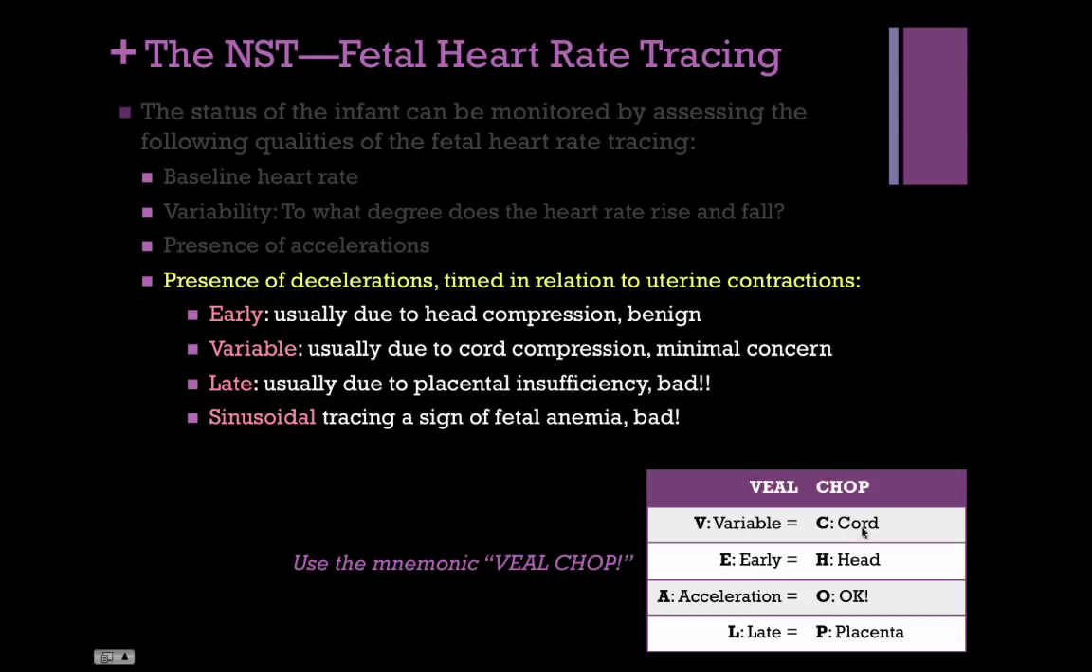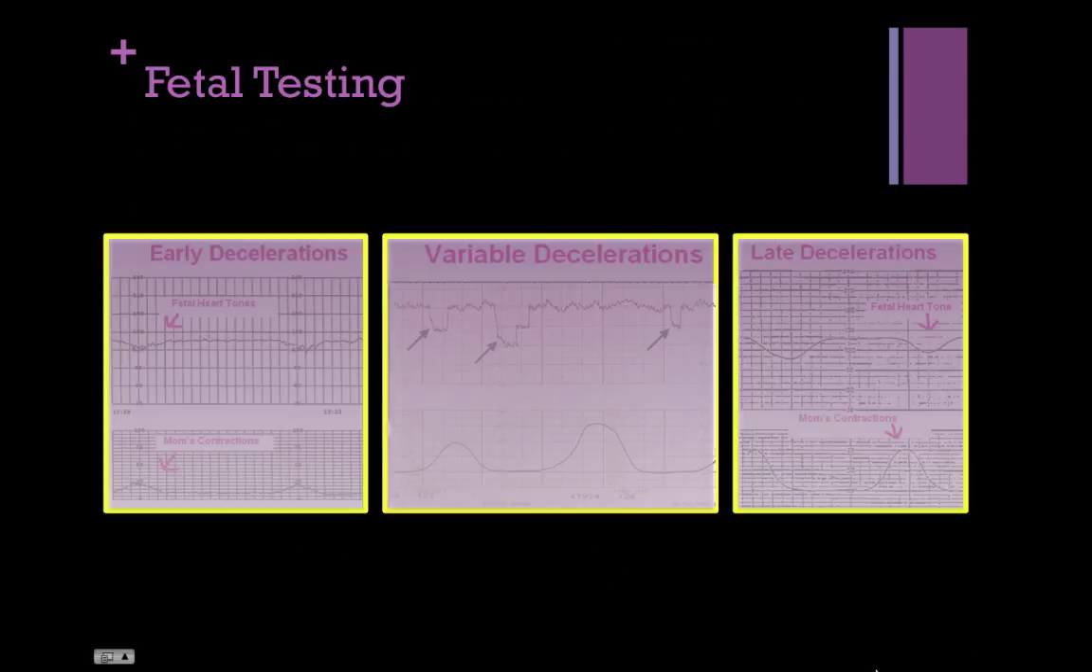And so just to remember this, people use the acronym VEAL CHOP. So VEAL is the deceleration type, CHOP is what it means. So variable equals cord compression, early equals head compression, acceleration equals okay, and late equals placenta, and that's not good. So just to go over what these actually look like on the fetal heart rate tracing.